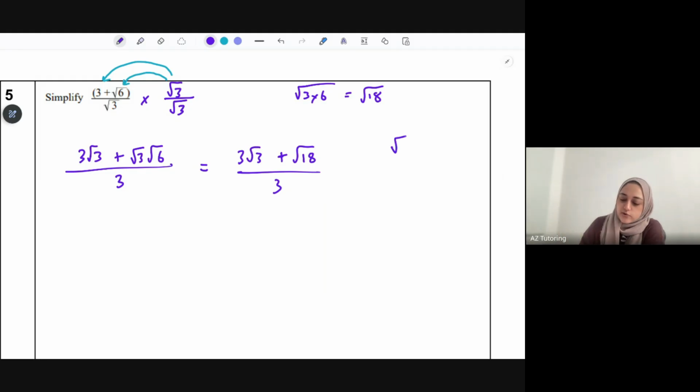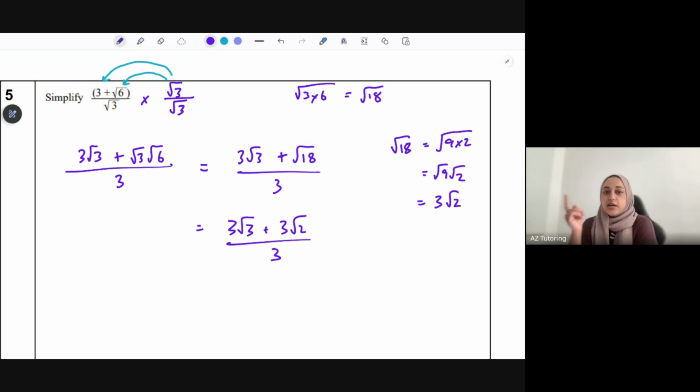So if we think of root 18, any of the square numbers, so not 1 squared, 2 squared is 4. That's not really going to help with 18 because 18 is not in the 4 times table. We can do 9. 9 is a square number. So we can say 9 times 2 is 18. So split that into root 9 root 2. And the square root of 9 is just 3, so 3 root 2. So I could change this to 3 root 2. So 3 root 3 plus 3 root 2 over 3.